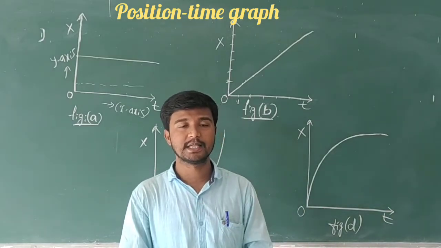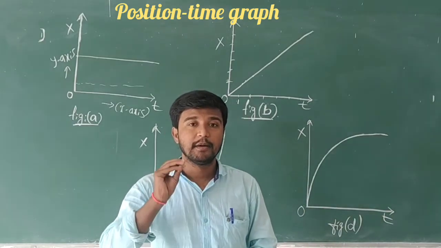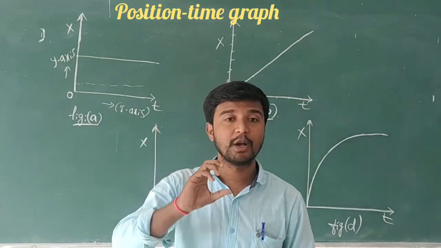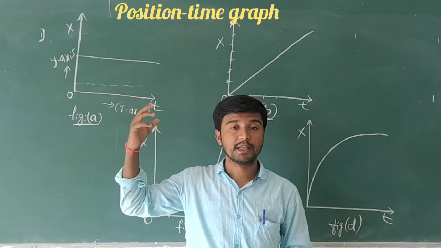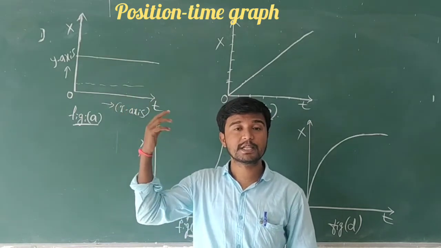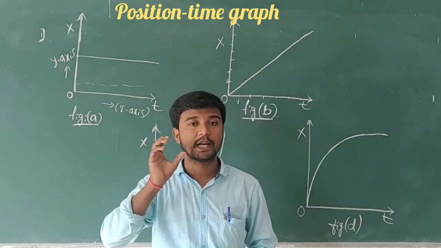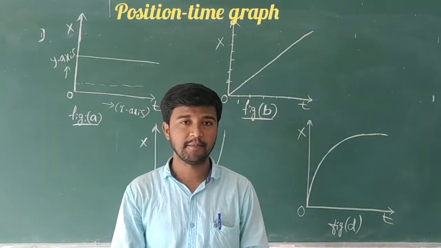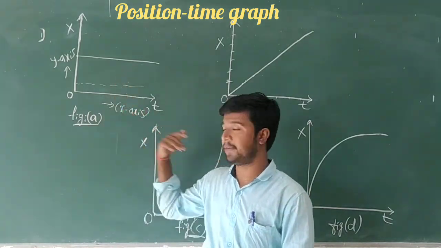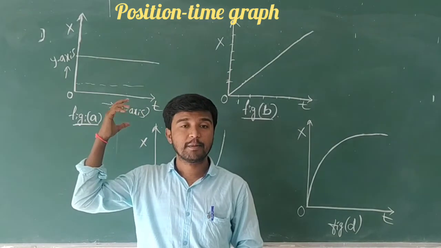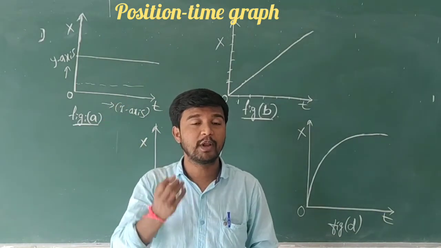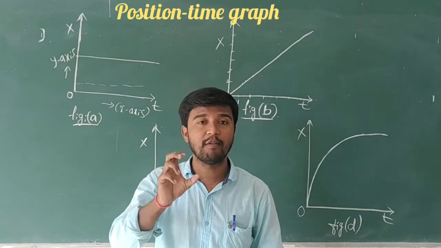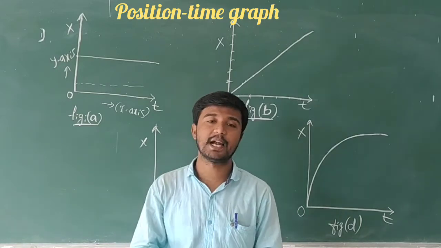Here, the main thing, note the point: the slope of the position time graph in every figure gives what? It gives the velocity of a body at that instant.